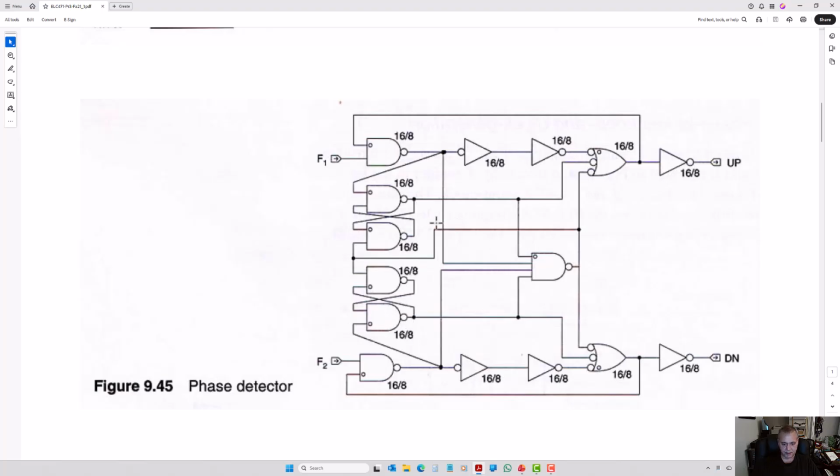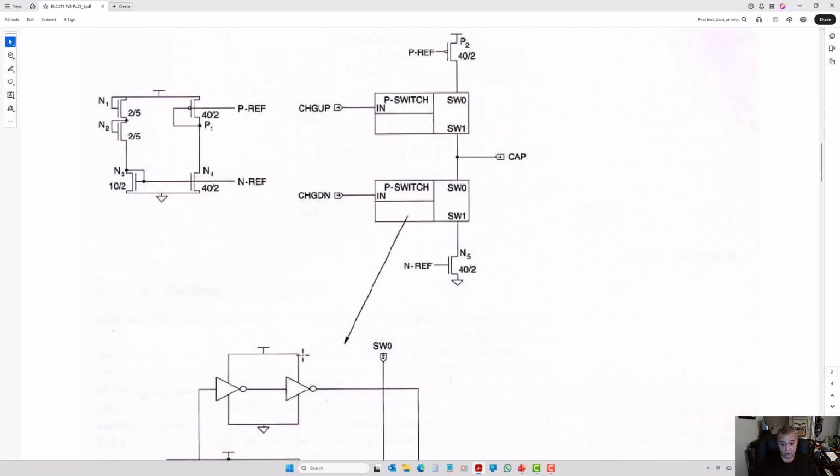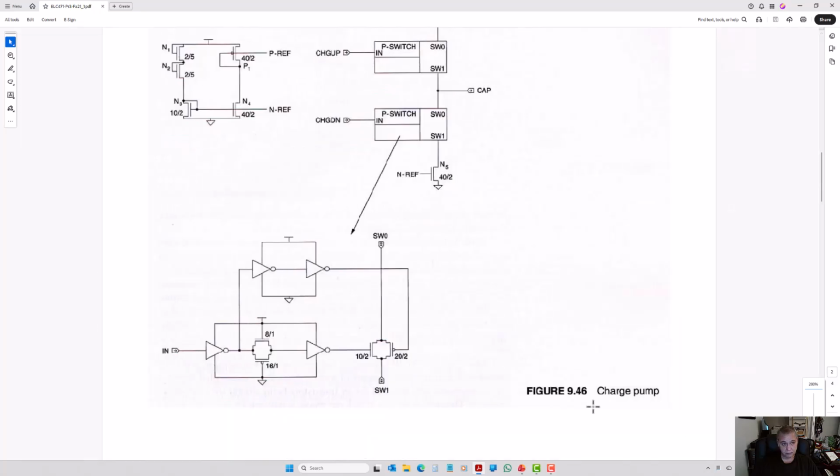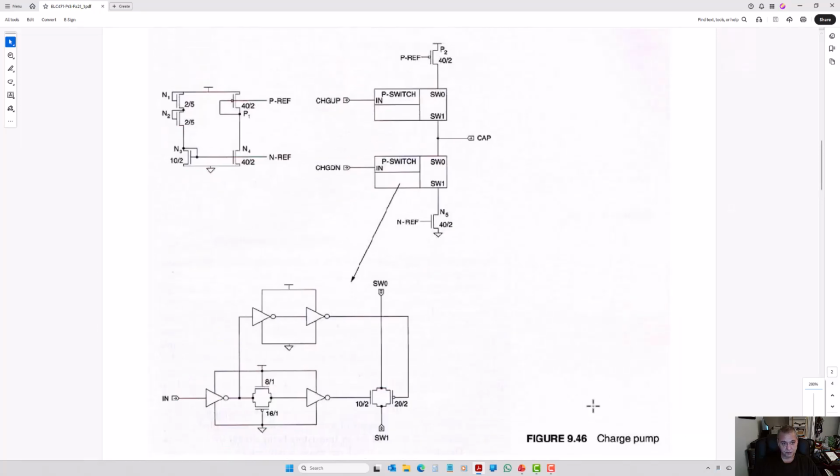And then when you implement all these gates, remember that these NAND gates have a number of N transistors in series equal to the number of inputs, and this input would be the one that is closest to ground in the series stack. That's what the bubbles mean. Then we also have the charge pump. So we have the charge pump.